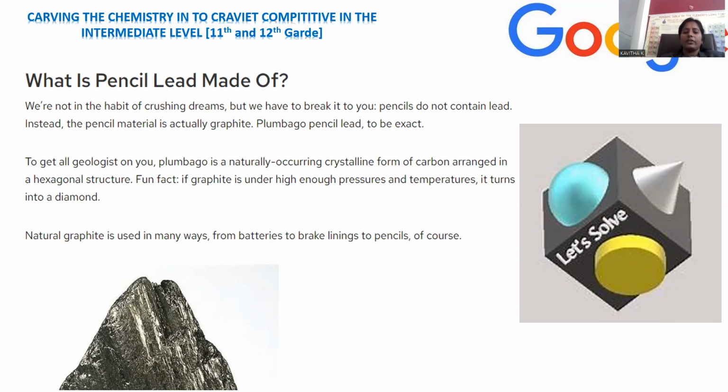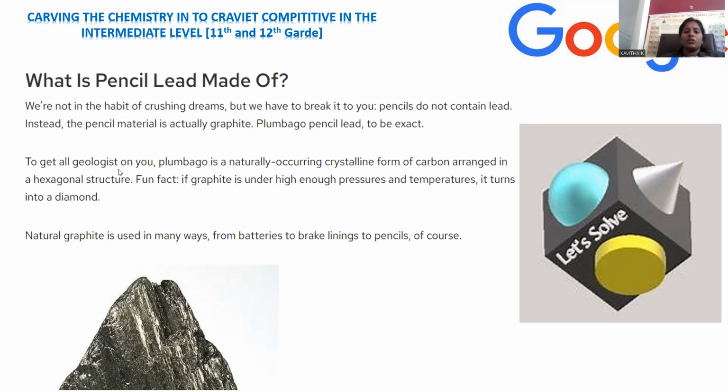So this is the kind of graphite you can clearly see. It is the non-crystalline allotropic form of carbon, and pencils do not contain lead. Lead metal will not be there. Rather, you can find the graphite material in addition to clay. Clay is used to bind the materials firmly, right? So pencil lead, to be exact, is made up of graphite.